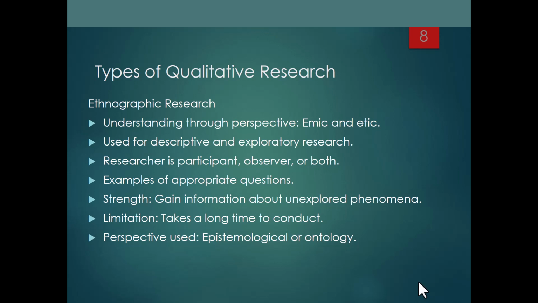The limitation is that ethnographic research takes a long time to conduct based on how long it takes to build rapport with the participants. This is both a limitation and a strength, as time in the field is a mark of rigor and trustworthiness. So, epistemology is a theory of understanding. It focuses on the relationship between the known and what can be known. Ontology focuses on the nature of reality. So those are two different perspectives used with ethnographic research.